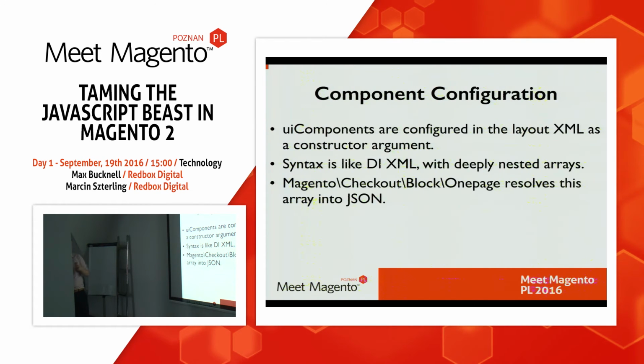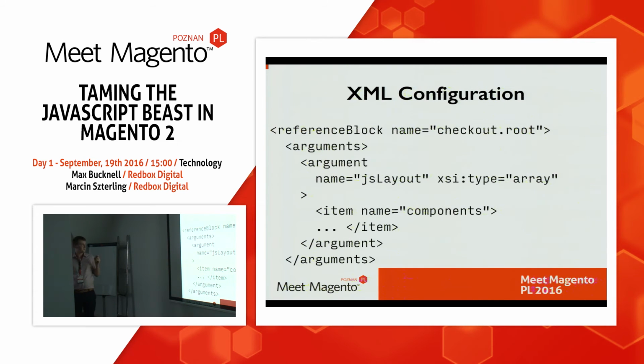And these things can go pretty deeply nested. The syntax is like the DI XML. We're making a deeply nested array, and that will then eventually get converted into JSON, and that gets put into the UI app, JavaScript component, and then it all gets rendered. And you can look at Magento checkout block one page to see exactly how it's doing that.